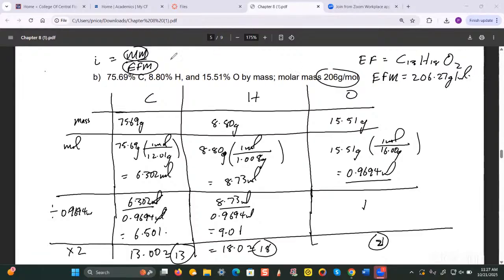So that means that the integral factor would be 206 grams per mole divided by 206.27 grams per mole, right? Which is approximately 1. So what does that mean? That means that the molecular formula is the same as the empirical formula, which is C13H18O2. And sometimes that happens, right? Sometimes the empirical formula mass and the molar mass are the same, in which case the integral factor is 1.